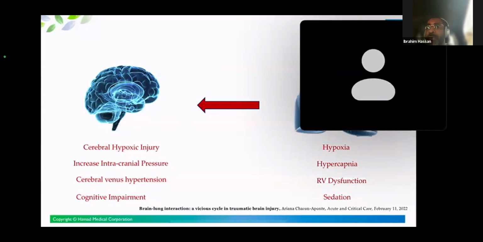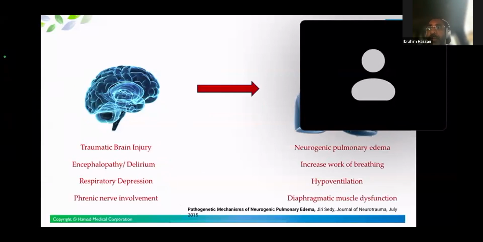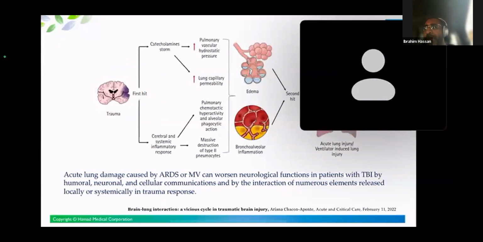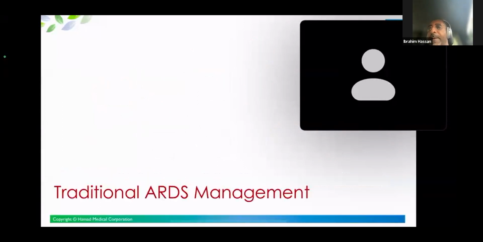But it's not only the lung to the brain, it's also brain to the lung. And we know traumatic brain injury alone can induce neurogenic pulmonary edema. Encephalopathy and the delirium associated with that will increase your work of breathing and can precipitate sudden respiratory arrest. Respiratory depression and phrenic nerve involvement can also affect weaning of these patients from mechanical ventilation. So there is a lot of communication between the brain and the lung. And this paper also has a nice summary. I'm referring to it, people can review it, it very nicely explains some of this crosstalk.